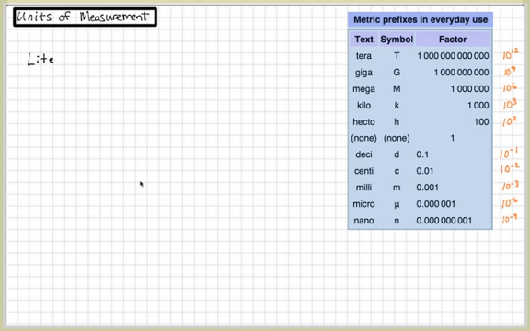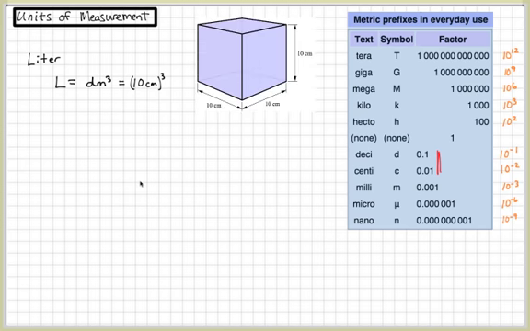So for instance, a liter. Liters are defined as a cubic decimeter. So 1 liter is equal to a cubic decimeter. A decimeter is related to centimeters by a tenfold. So cubic decimeter would be equal to 10 centimeters cubed. And therefore our liter is defined by a cube that has 10 centimeter sides. Each side is a length of 10 centimeters.